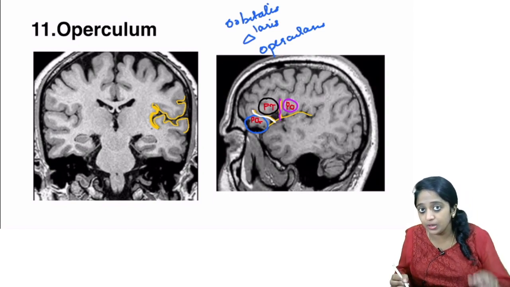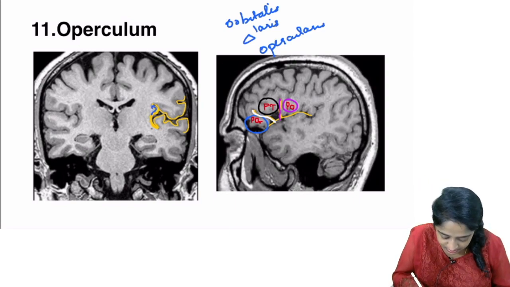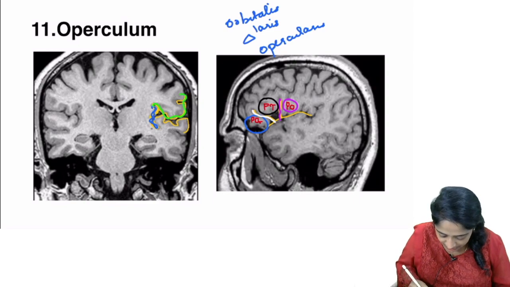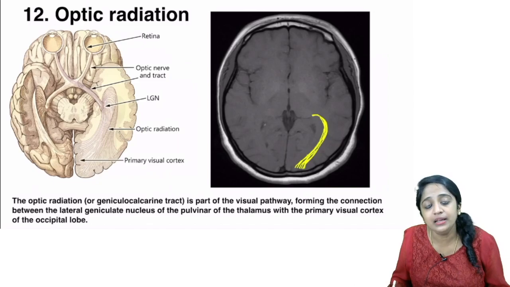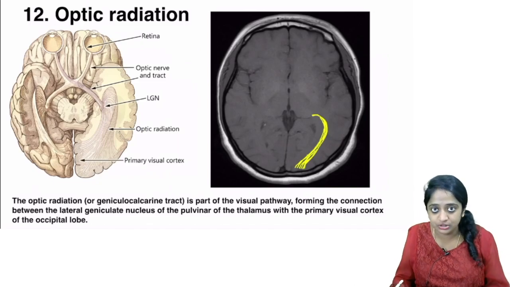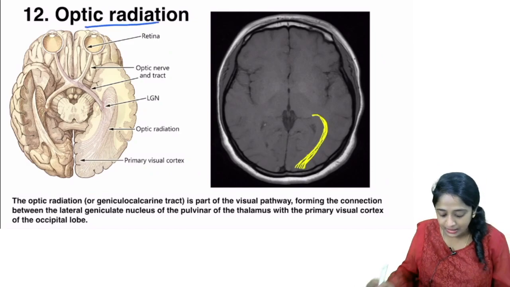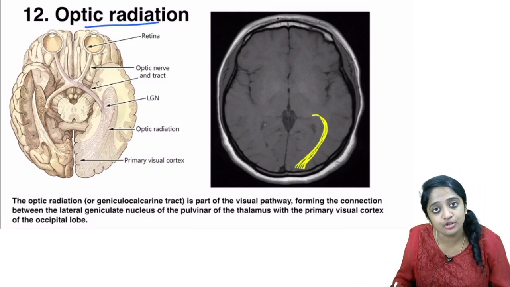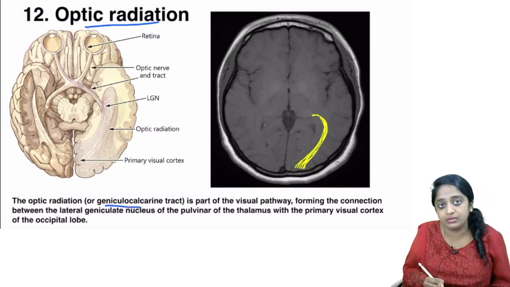Okay, so this is the operculum. Remember, there are three opercula: the frontal, parietal and temporal. As you can see, this is our insular cortex, this is the frontoparietal operculum, and this is our temporal operculum. Now finally, coming to another important structure, the last topic in today's lecture, which is the optic radiation. So what is the optic radiation? It is a part of the visual tract, also known as the geniculocalcarine tract.